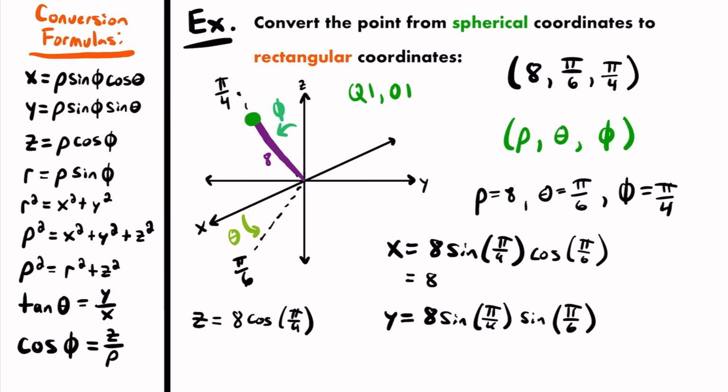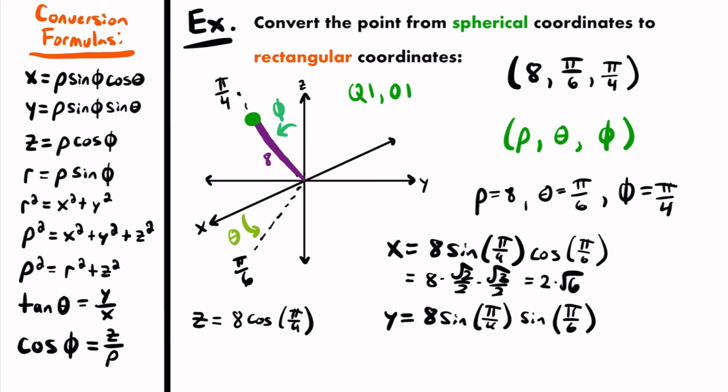So this is equal to 8 times the square root of 2 divided by 2 times the square root of 3 divided by 2. Now 2 times 2 is 4, so we have 8 divided by 4, which is 2. So this is equal to 2 times the square root of 2 times the square root of 3. You can multiply 2 and 3 underneath the square root to get 2 square roots of 6. So that's the x-coordinate. Now let's work on the y.